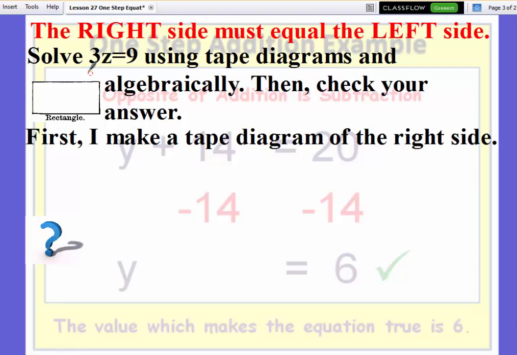And here's our new problem right here. 3 times z equals 9. It's asking us to solve using tape diagrams and algebraically. And then finally, we're doing that checking our work. So first, I'm going to do that tape diagram.